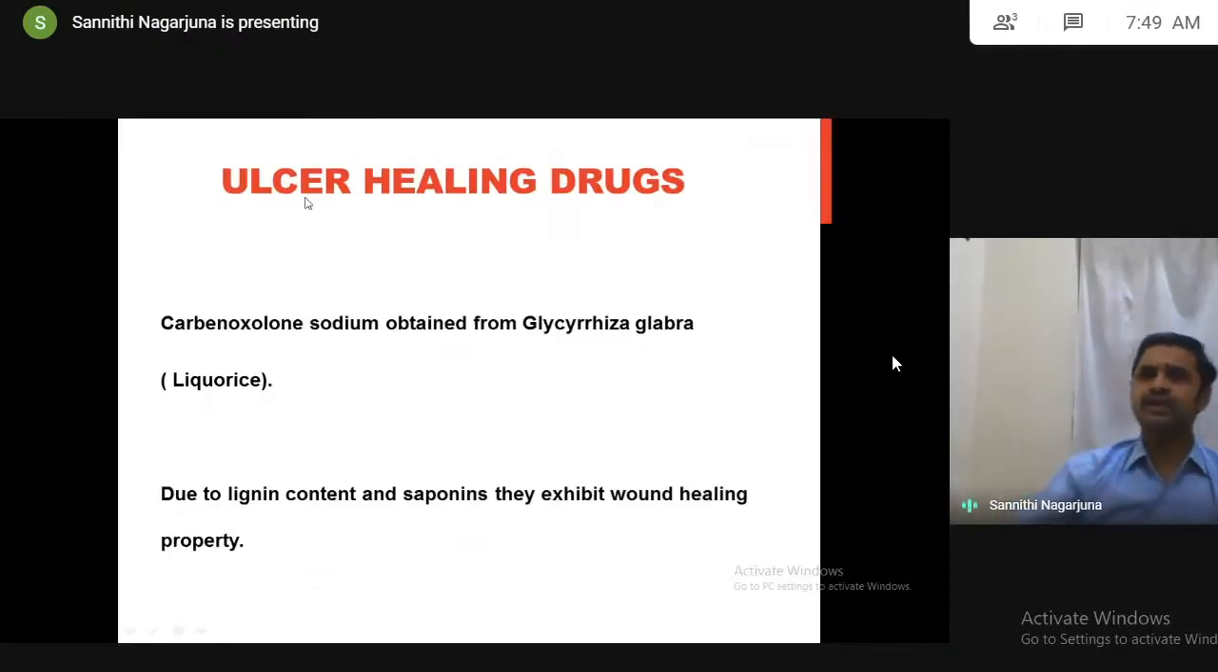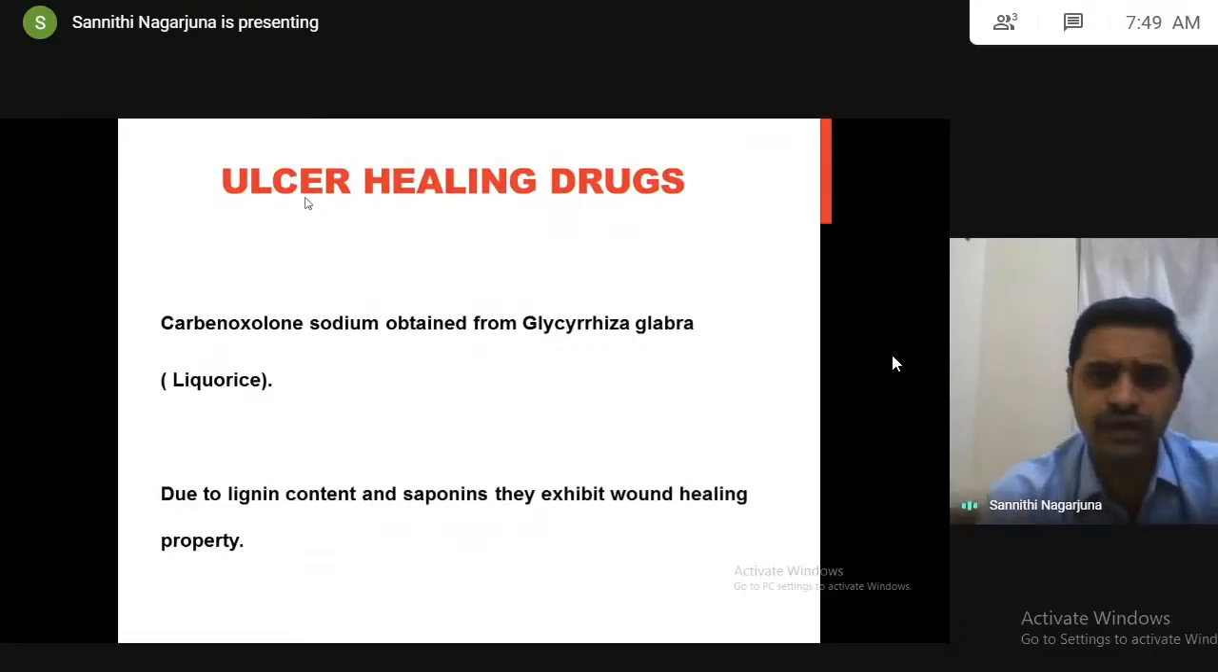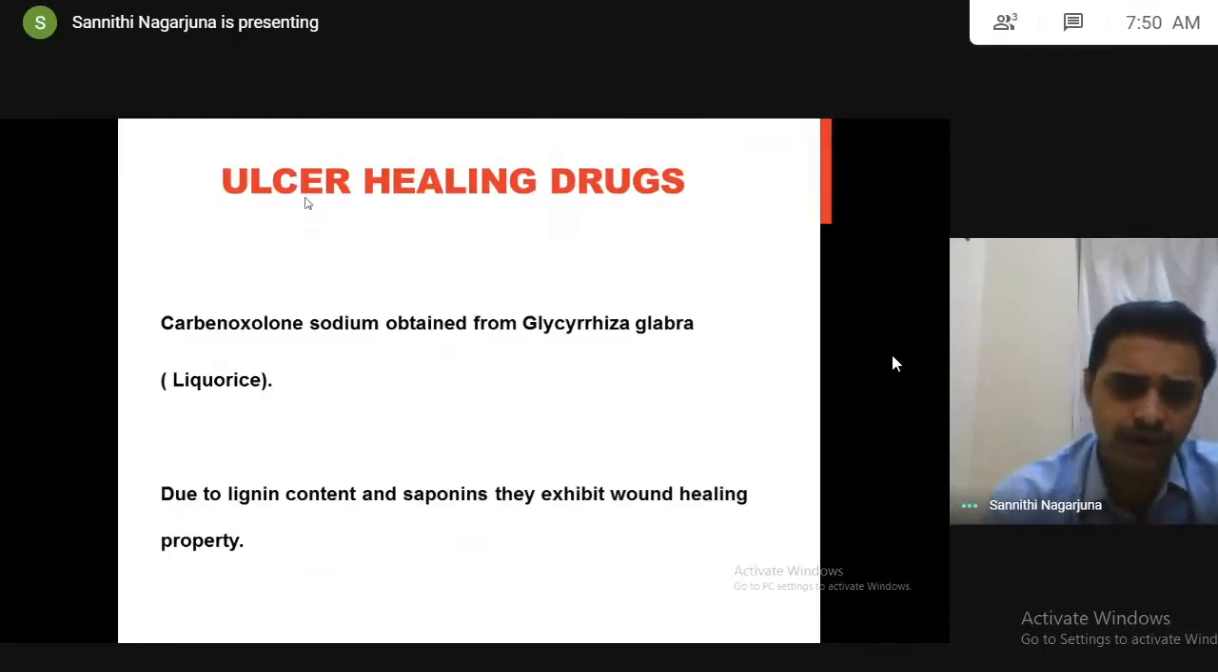If you see the very olden times, if any person had some wounds, the rishis would apply some leaves on the wound, and that would heal it. The reason is that the chemical constituents present in the leaves have wound healing property. Likewise, this is the natural source. That's what I told: ulcers are nothing but wounds.